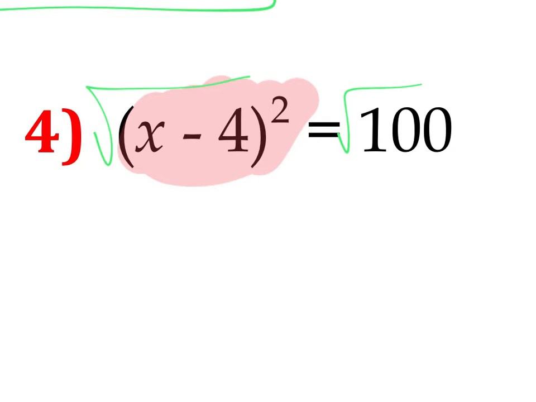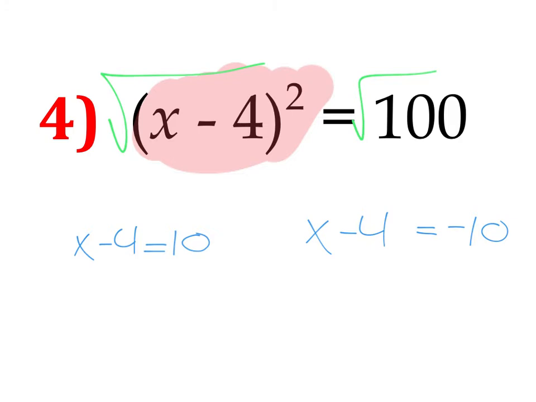Now the square root of 100 is 10, but it's also negative 10. So I'm going to need to set this up as two separate equations. x minus 4 is equal to 10, or x minus 4 is equal to negative 10. So I just took the stuff that was in parentheses, and that's what goes on the left side of these equations. I don't need the parentheses anymore because those are just handling the squared, but we got rid of the squared by using the square root.